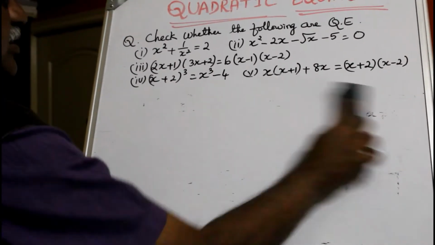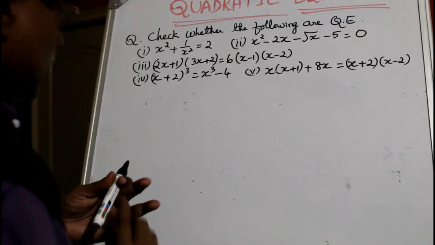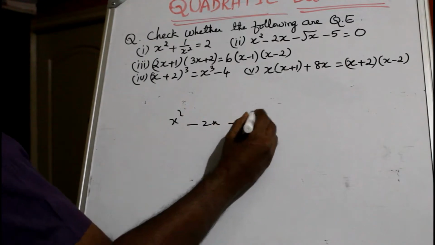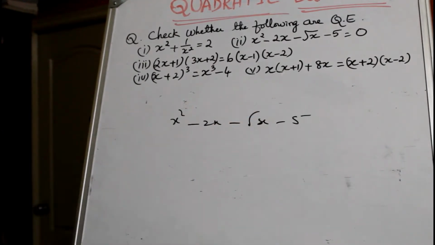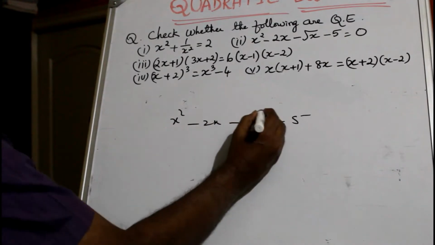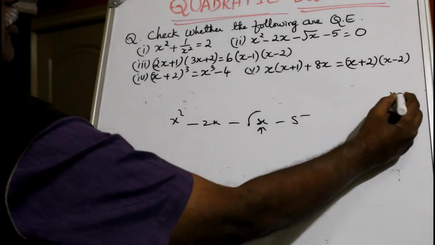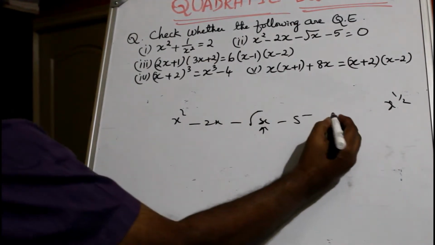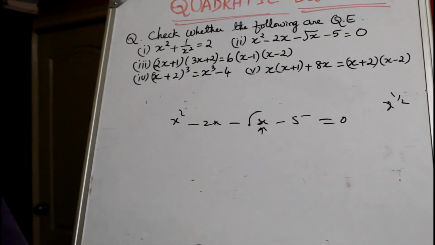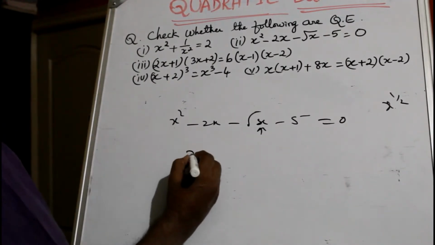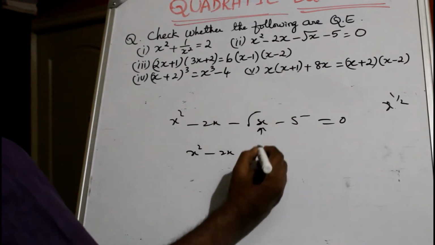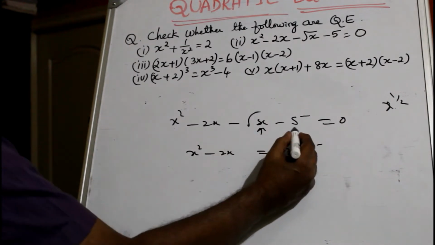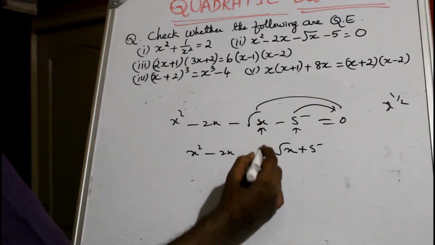The second sum says x square minus 2x minus root x minus 5. So the problem arises with root x. Root x, I told you, is x power of half. Keeping x power of half, you can't solve it, you have to square. But you can't square the whole thing. So what you do is, you keep these two terms here and take the other two that side. So both will go that side and it will become plus root x.